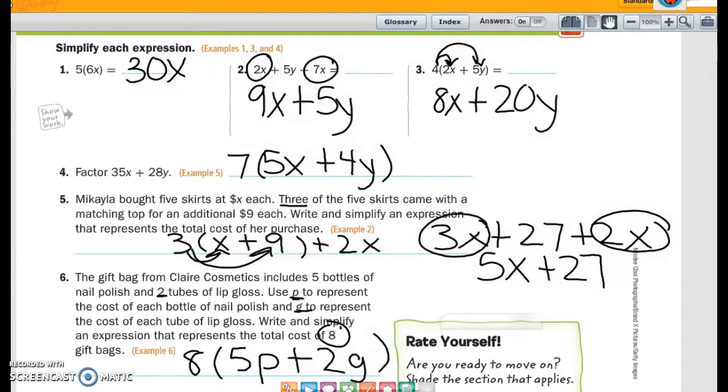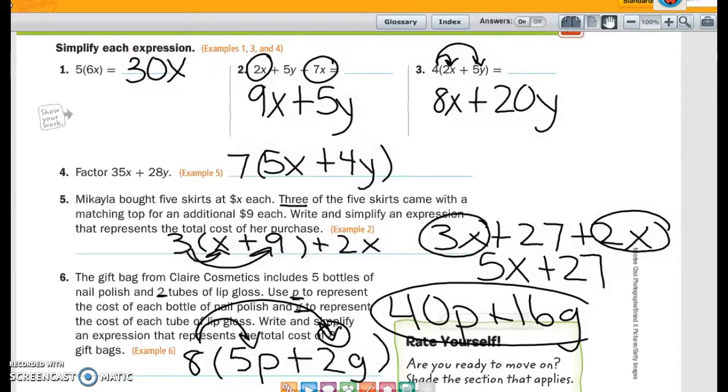Okay, now we're going to distribute the property. 8 times 5P is 40P. And then 8 times 2G is 16G. And that's what you have to do for that one. You can't go down farther than that because they don't tell you what we can put in for P or G.